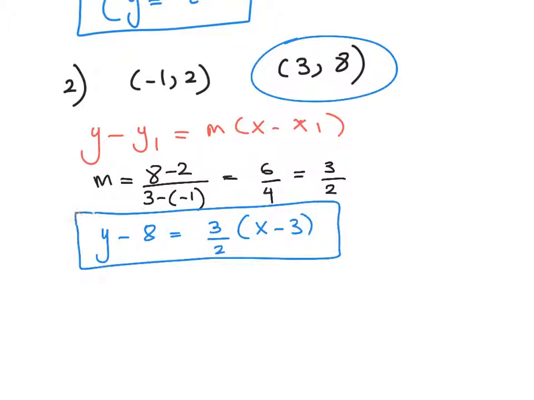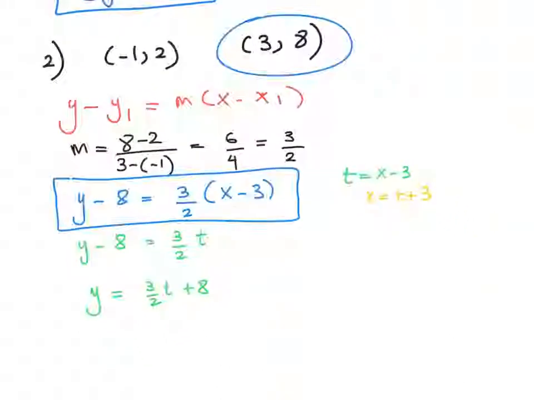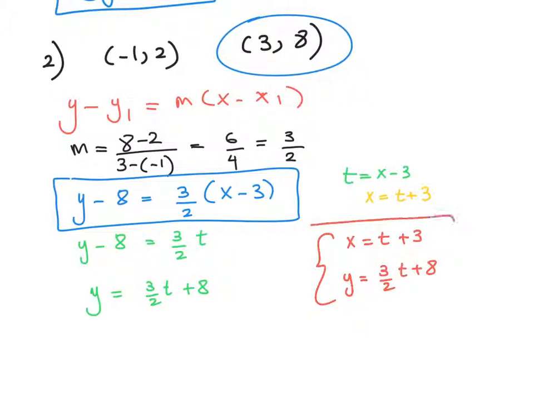Now I need to change this into a parametric equation. So I can say let t equals x minus 3. Then y minus 8 is equal to 3 over 2t. So y is equal to 3 over 2t plus 8. And I need to solve for x in terms of t over here. So x is equal to t plus 3. So my parametric equation could be x equals t plus 3 and y equals 3 over 2t plus 8. I'm saying could be because there's more than one way to write a parametric equation if you have a rectangular one. This could be one of them.